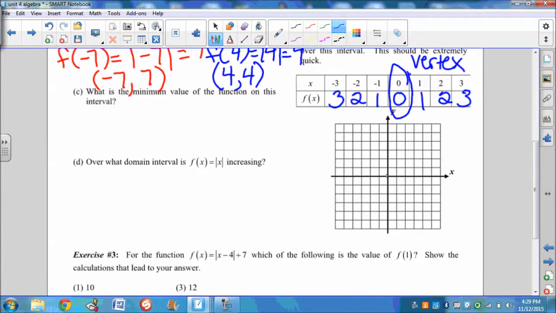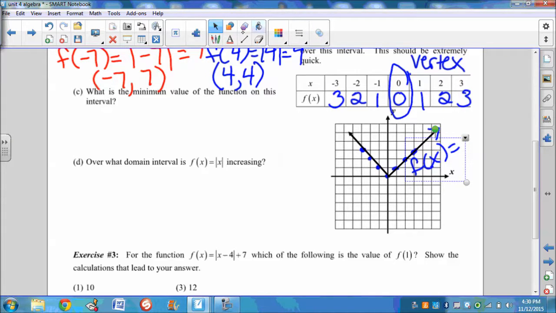When I go and plot these points, -3, 3, -2, 2, and -1, 1, 0, 0, you can start to see how quickly these are to graph. It did say over this interval, but it didn't give us a specified domain. So let's go ahead and draw arrows and extend it beyond the 7 points that we've put on there, and let's label that.